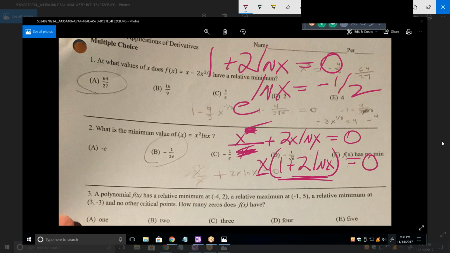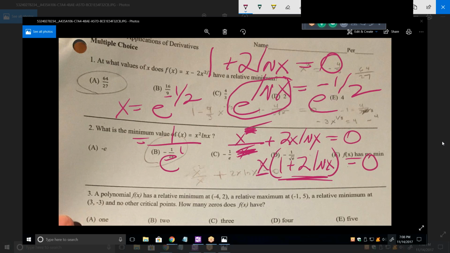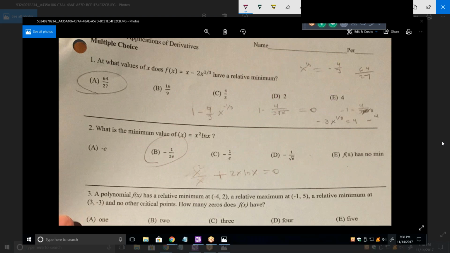And then this is the other way to do it, where you make that the exponent of e on the left and the right side of the equation, and then that turns into x. So you get x equals e to the minus 1/2, which is 1 over e to the positive 1/2. And that's not on there. Now, where are they coming up with the negative sign? Could be that our answer is E.